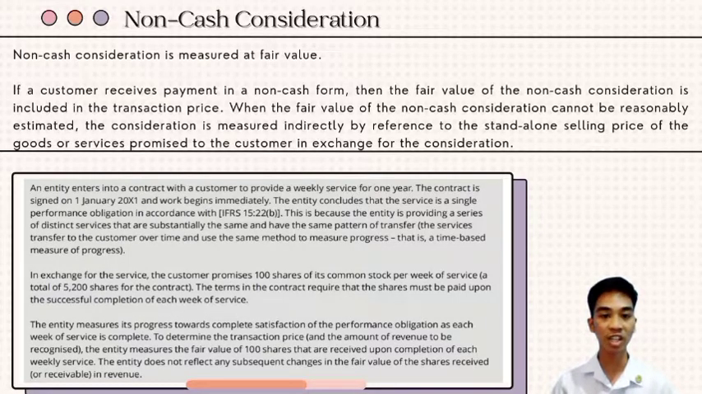Dahil entitled ng non-cash consideration ang entity, which in this example is in the form of common stock, dito kailangan i-reflect ng entity ang price ng 100 shares on the fair value pagkatapos makompleto ang weekly service sa customer. At dahil magkakaroon ng changes in the price of the share that the entity is entitled to receive, hindi pwedeng mabago ang price ng share ng mga previous weeks kung tumaas o bumaba man ito. Always remember that non-cash consideration should be measured at its fair value.